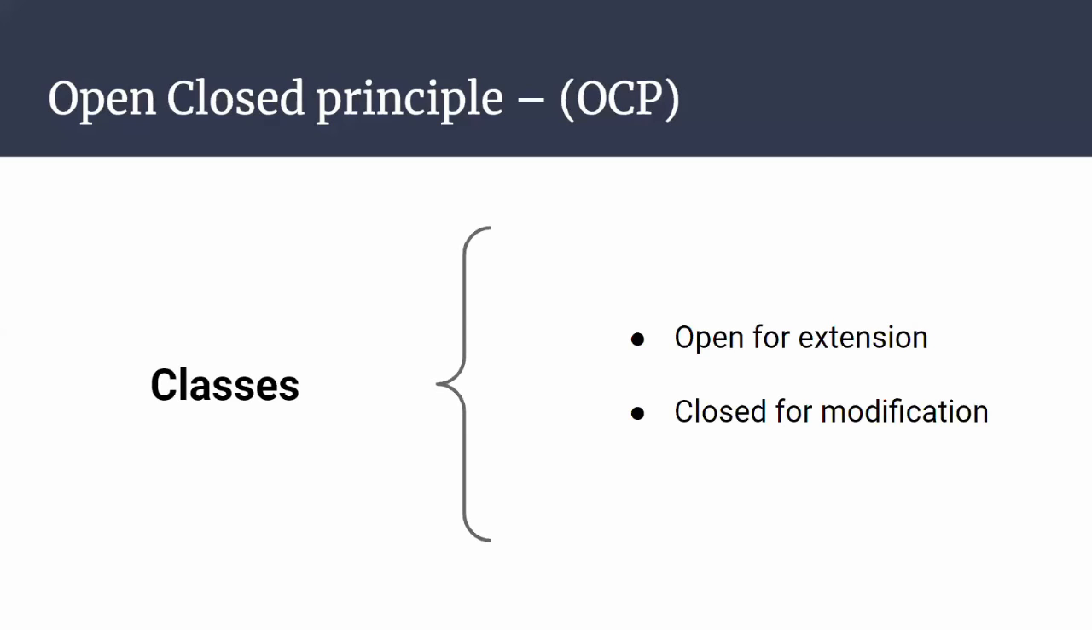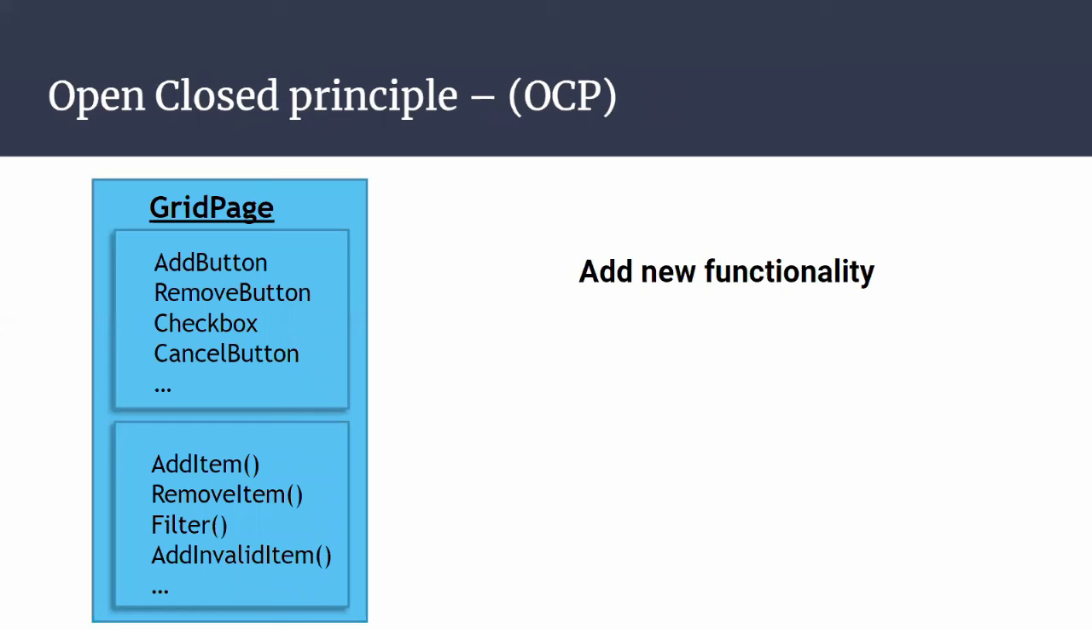In practice, adding a new functionality will mean adding new code without changing the existing code. And the advantage of applying this principle is that we reduce the risk of affecting the existing code when we need to add a new functionality or new code to our test project. Well, let's see now if the page object complies with this principle.